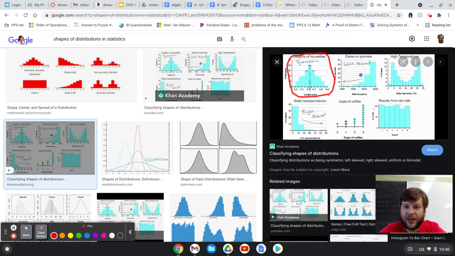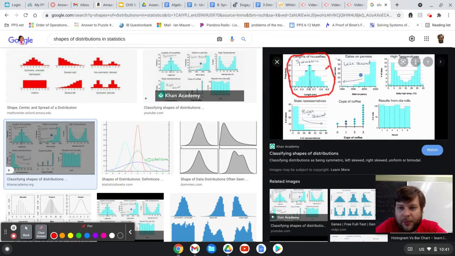The line that they drew right in the middle is going to be your mean, and it's going to be your median, and it's going to be your mode. So when it's symmetric, all of those measures should be almost equal. They won't probably be perfectly equal, but they should be very close to each other.